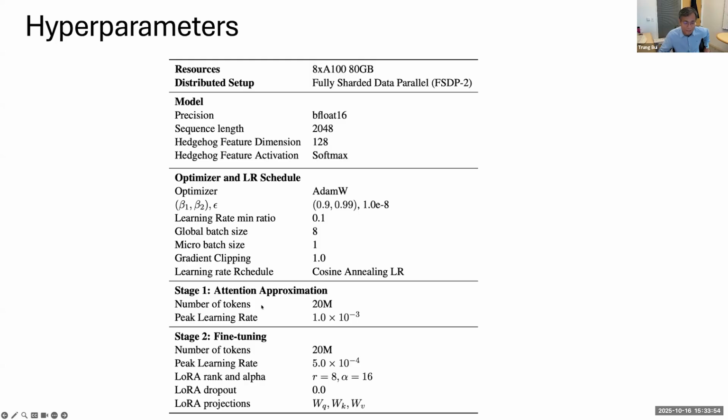And as I mentioned, in the two-stage training, for stage 1, attention approximation, we use approximately 20 million tokens, and for stage 2, fine-tuning, the same number of tokens. We also apply LoRA for this stage 2 fine-tuning.